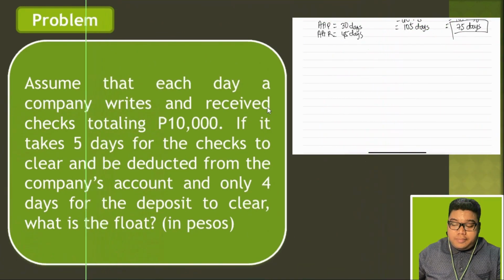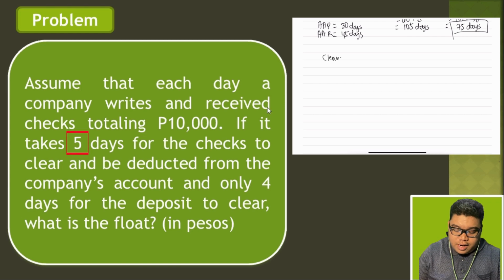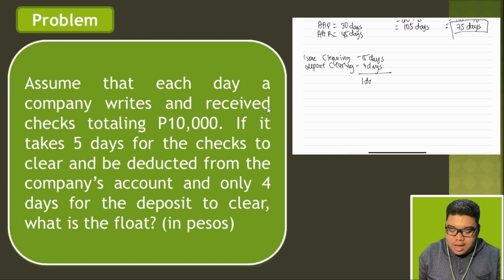So in here, you have your issuance clearing, which is 5 days, while deposit clearing, meaning if you deposit today, it will be reflected only after 4 days. Therefore, you have 1 day of net float. Meaning, if you issued a check today, you can fund it tomorrow and still it will be cleared.